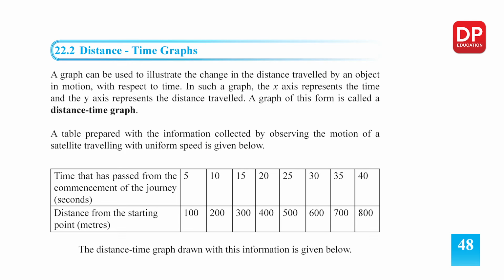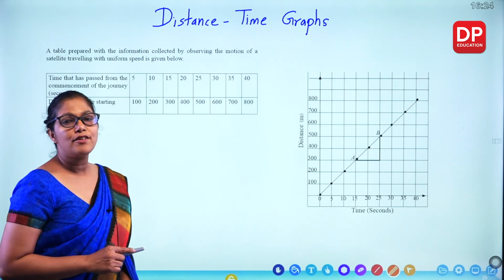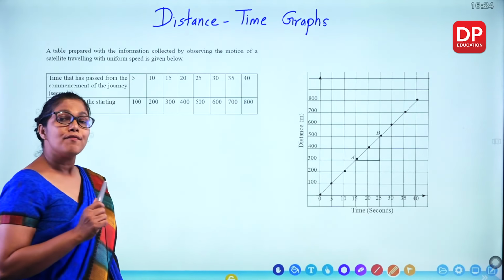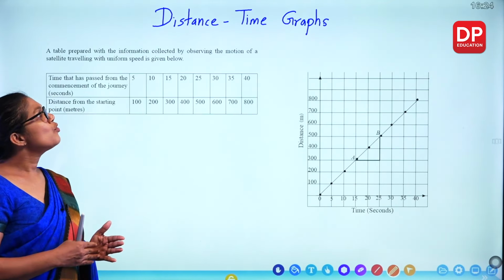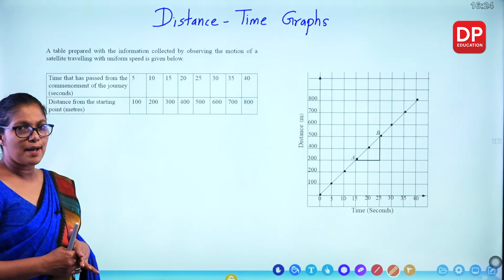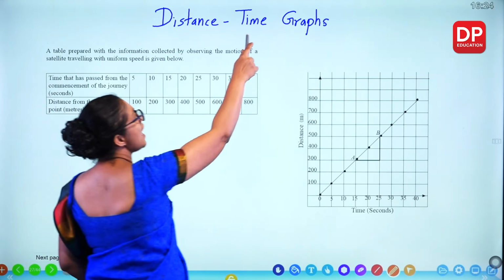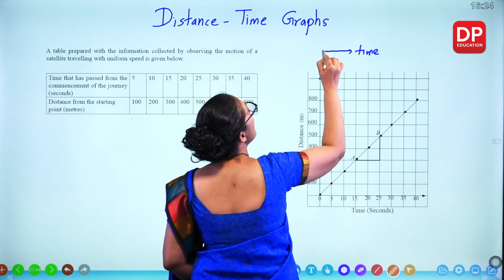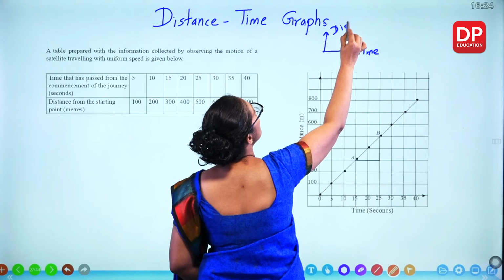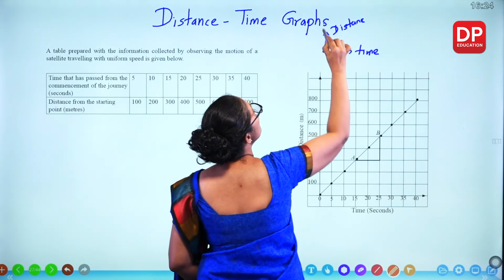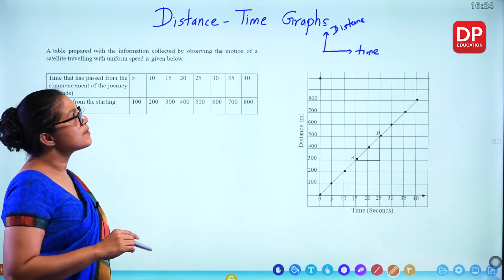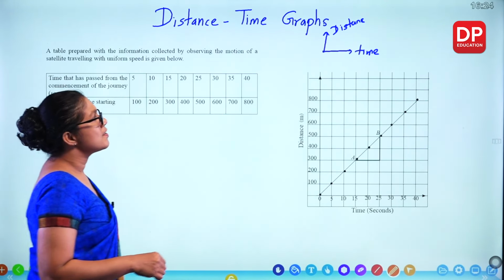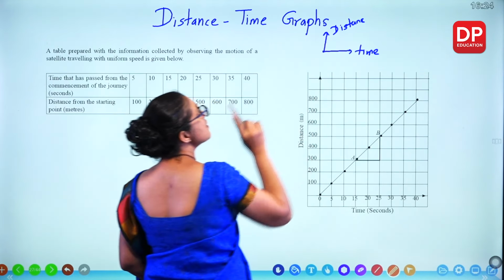kilometers. Now we'll look at how we can draw distance time graphs. So here we can find a pattern with the two variables, distance and time. Now normally we take time in the x-axis and distance as the y-axis. So when you draw the diagram with this method, distance in the y-axis and time in the x-axis, we call this the distance time graph.